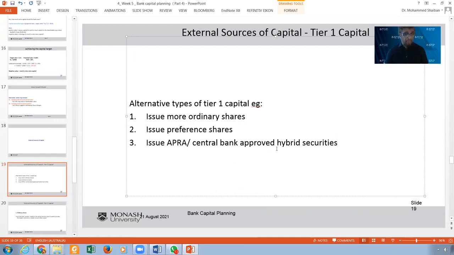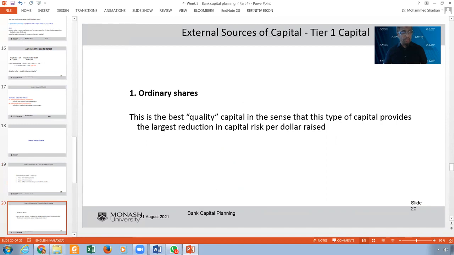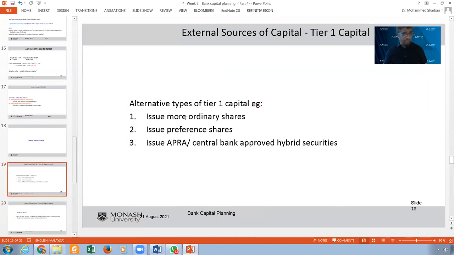But what are these hybrid securities? It is a security which I take as a debt, but if I'm not willing to pay or cannot pay, I will not pay it. And in this case, I can change it to equity. So this is the best quality. Let's talk now about each one of them and explain them.